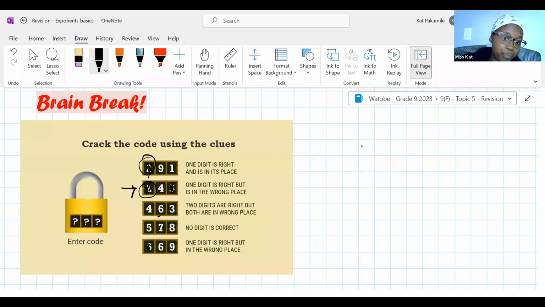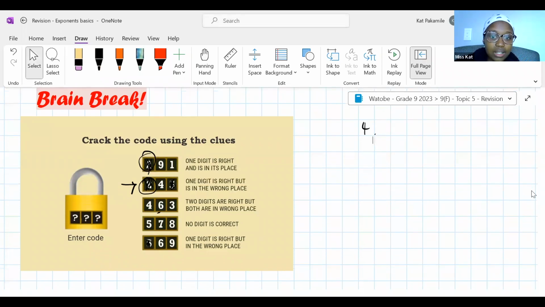Okay, 1 digit is right, but in the wrong place. 1 digit is right in the right place. Which digit would you think it is, guys? 6, 9. Oliver said 6. Okay, Mpo says 9, Tanda says 144. Remember, we only have 1, 4. You can't reuse them.